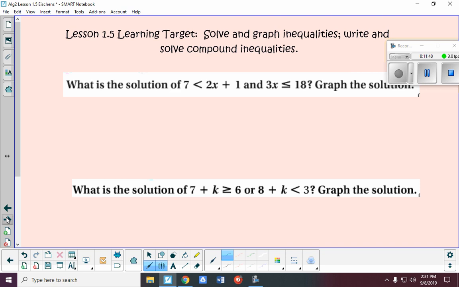Next, we're going to look at a compound inequality. So what is the solution if 7 is less than 2x plus 1 and 3x is less than or equal to 18? So what we're looking for is an x that makes both of those true and graph the solution. So 7 is less than 2x plus 1. Let's start by getting our x by itself. 2x is greater than 6.